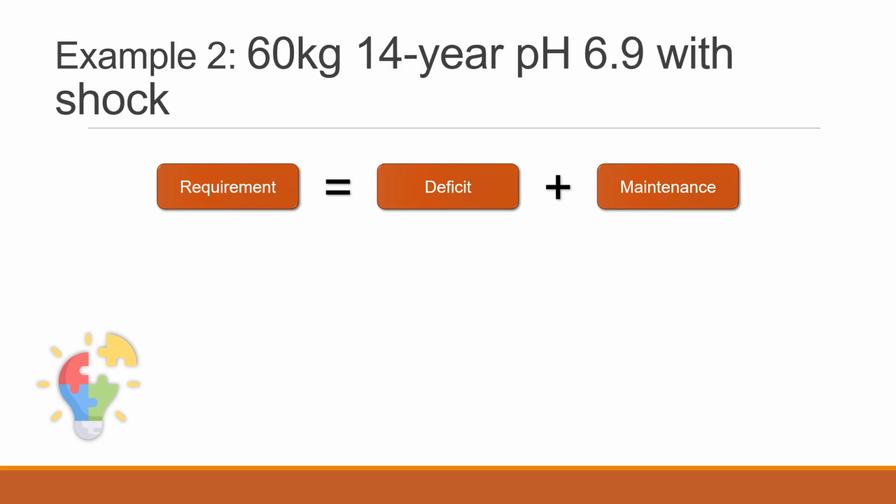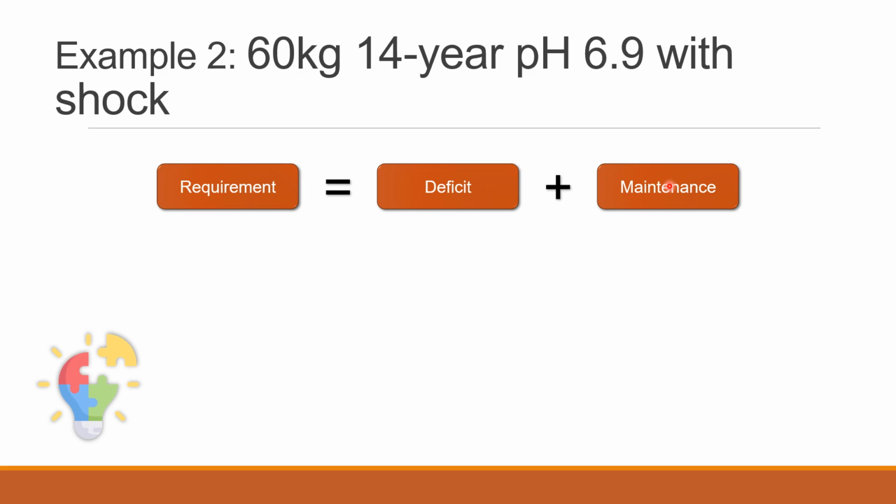Let's try another example, and here you can pause the video and calculate yourself. A diabetic ketoacidosis patient who weighs 60 kg, who is 14 years old, the initial pH is 6.9 and there is presence of shock. That means there is either oliguria or weak impalpable peripheral pulses or decreased level of consciousness or hypotension. So there is presence of shock. Let's pause this video and you calculate the total fluid requirement of the patient by calculating the deficit and maintenance, and then match whether your answer is correct or not.